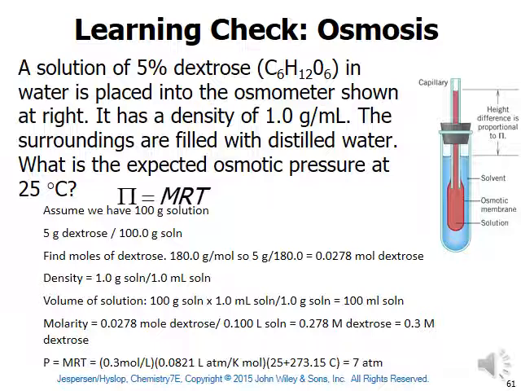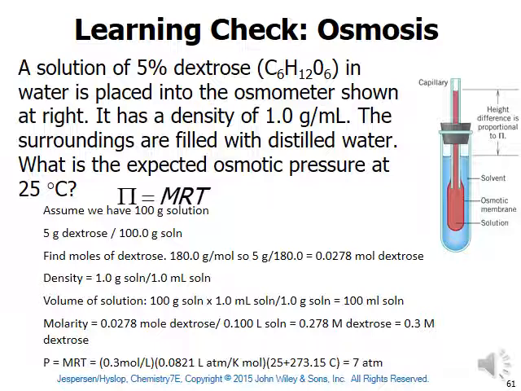Okay, here's another problem. A solution of 5% dextrose, C6H12O6. Another name for glucose is dextrose. In water, placed into an osmometer, shown at right, it has a density of 1 gram per mL. The surroundings are filled with distilled water. What is the expected osmotic pressure at 25 degrees C?